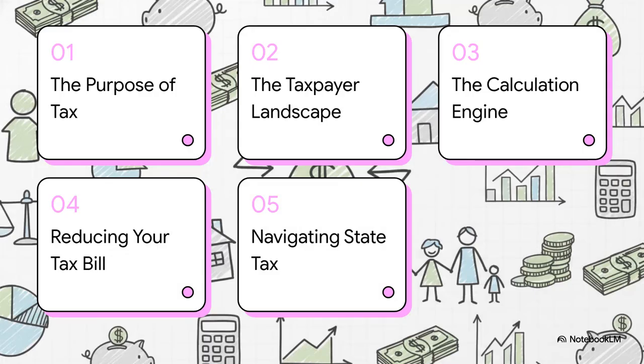All right, let's jump right in. We've broken this down into 5 logical parts. First, we'll hit the foundational why. What's the whole point of this system? Then we'll get into the who and the what, who's paying and what's being taxed. After that, we're popping the hood on the how, the real calculation engine. Then comes the fun part, the strategic how-to for reducing your bill. And finally, we'll cover the where, that whole other layer of state taxes. This is our roadmap. Let's get started.